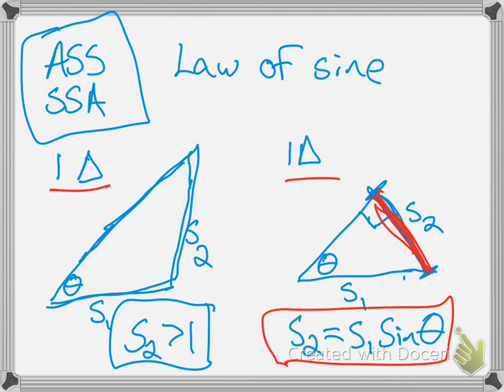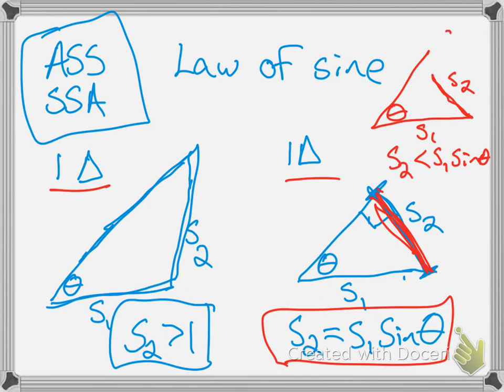Now, if side two is less than side one times sine theta, then we would have a theta right here. This is side one. Side two wouldn't even make a triangle. So that's our possible zero triangles.